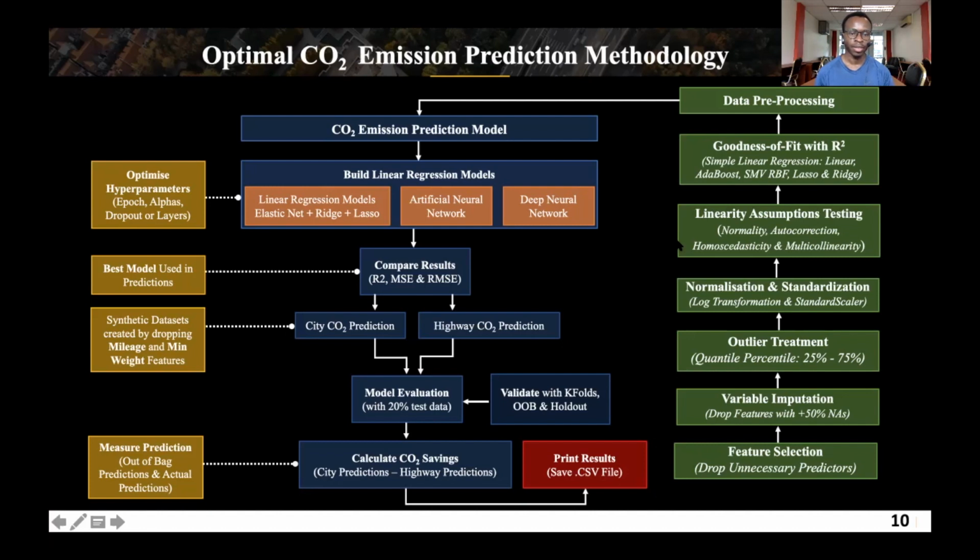Model evaluation, okay, this was done with a 20 to 80% split in the test and train data with out-of-bag validation and holdout using k-fold cross validation. This was a 10-fold cross validation. Okay, so now the difference was found between city and highway predictions, and this was saved to a file, as we'll see.